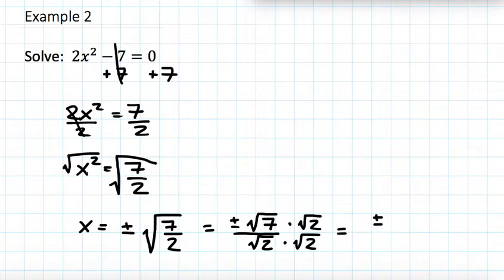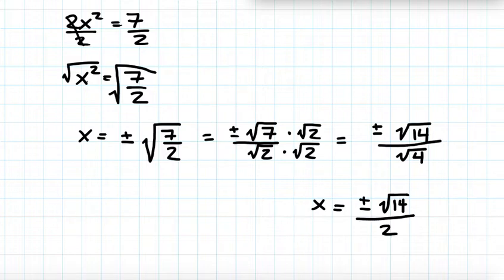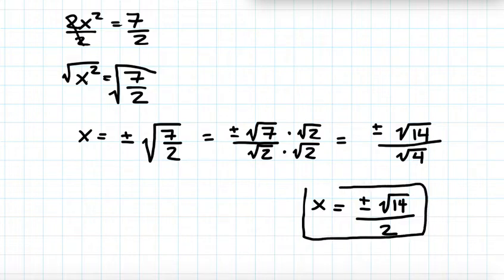Just keep the plus and minus here. 7 times 2 is 14, so this is square root of 14. And the denominator, 2 times 2 is 4, so the denominator is square root of 4. And then I know that the square root of 4 is 2. So we're going to have plus or minus square root of 14 over 2. No more square root in the denominator, so that should be okay. So that's my answer for example 2. Again, you need to rationalize the denominator or MyMathLab is going to mark it wrong.